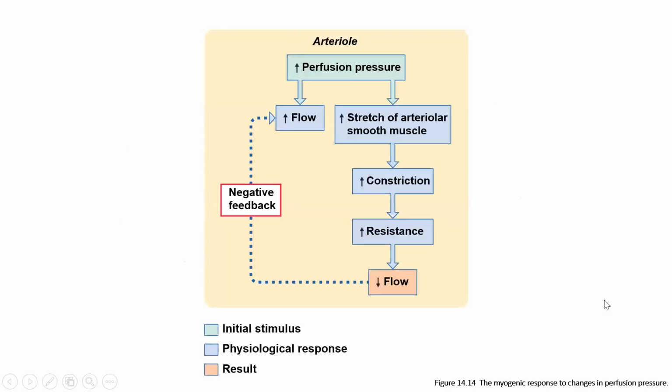Okay, so here's a schematic that walks us through that mechanism. So we've got an arteriole, we increase the perfusion pressure. And actually, let me stop here and talk about perfusion pressure a little bit. This is another way to express mean arterial pressure. So don't be confused when you may see different terms to express this idea. Mean arterial pressure, perfusion pressure, these are synonymous with what we've been talking about.